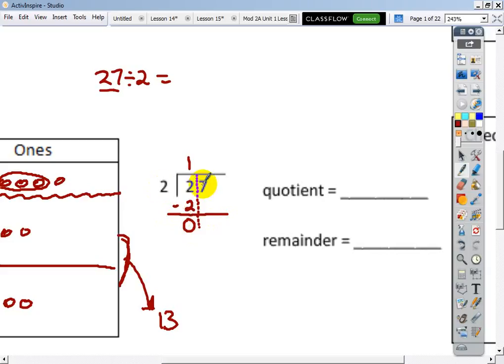Now I get to go attack the 7. Oh, I didn't say attack. I mean, whatever I do with the 7. 7 is sitting here going, uh-oh, I'm going to be divided in half too. How close can I get to 7 using 2? Well, I can get there with 2 times 3. The closest I can get is 6. And where do I write the 6 here? No, I'm just going to put it down here with my answer. 6. Okay, cool.